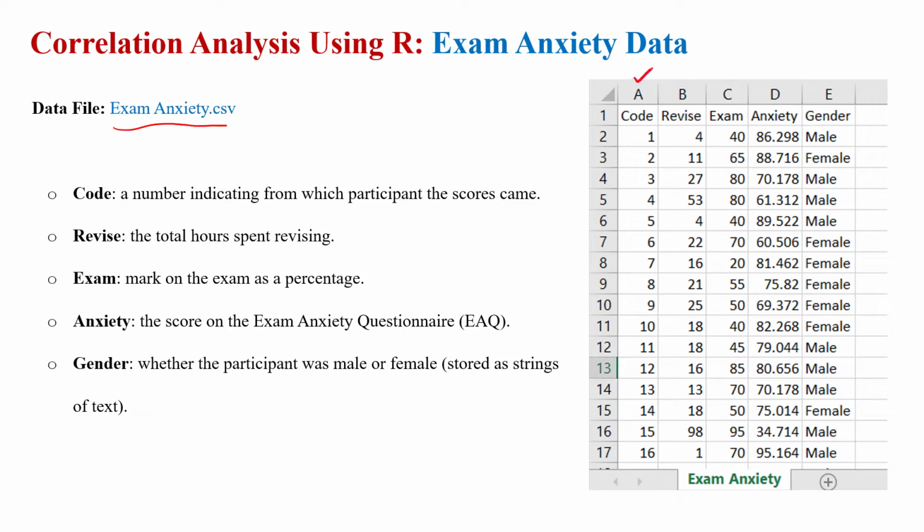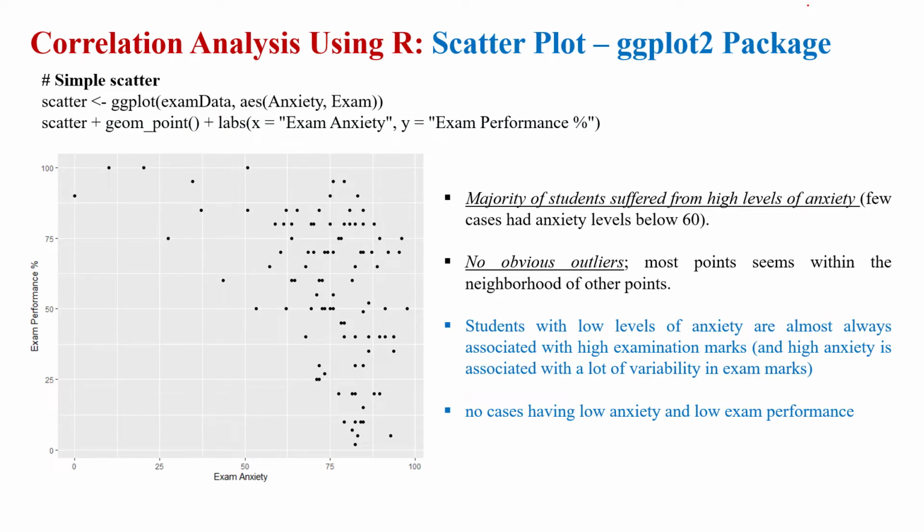In column A, we have the code, or you can say the respondents: respondent one, respondent two. Revise is basically indicating the total hours spent revising for the exam, or you can say revising the syllabus. Then C is the exam marks in percentage. The D column is the anxiety score. And then we have a gender variable. Now using R, we want to analyze it.